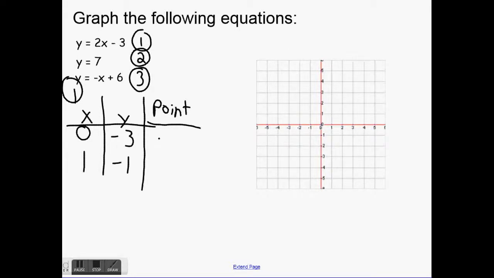These are the points that you get. So the point for this one is 0, negative 3. You count the numbers: x value, y value. Your second point is 1, negative 1. Okay? x value, y value. So when you go to your graph over here, this is x, and this is y. So when x is 0, y is minus 3.